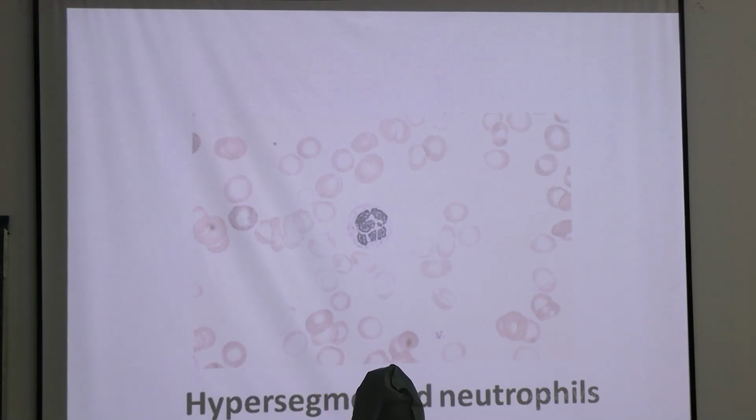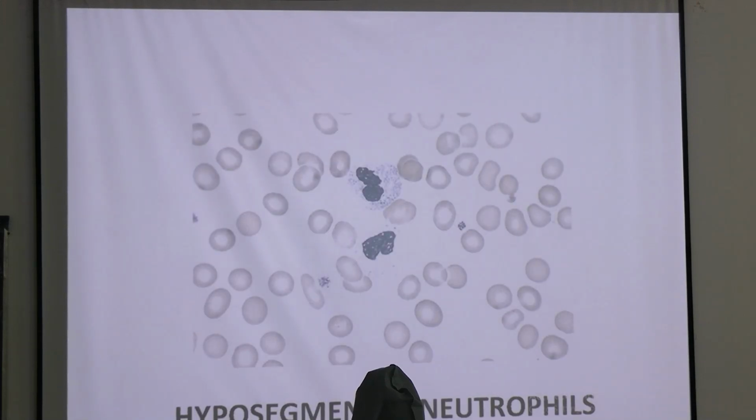Similarly, if we are saying hypersegmented, there is something called hyposegmented neutrophils also. If the number of lobes is less than 3, that means 2 lobes, we call it hyposegmented neutrophils. These are found in which conditions? In myelodysplastic syndrome or also in acute leukemias we see hyposegmented neutrophils. Okay, clear?